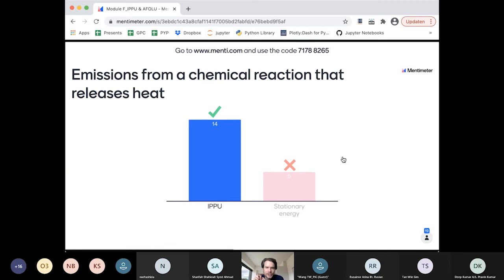Again, going back to that definition we talked about earlier, for stationary energy being the intentional combustion for a productive energy use. In this case, the heat is a byproduct, and the main purpose here is a chemical reaction that releases those emissions.